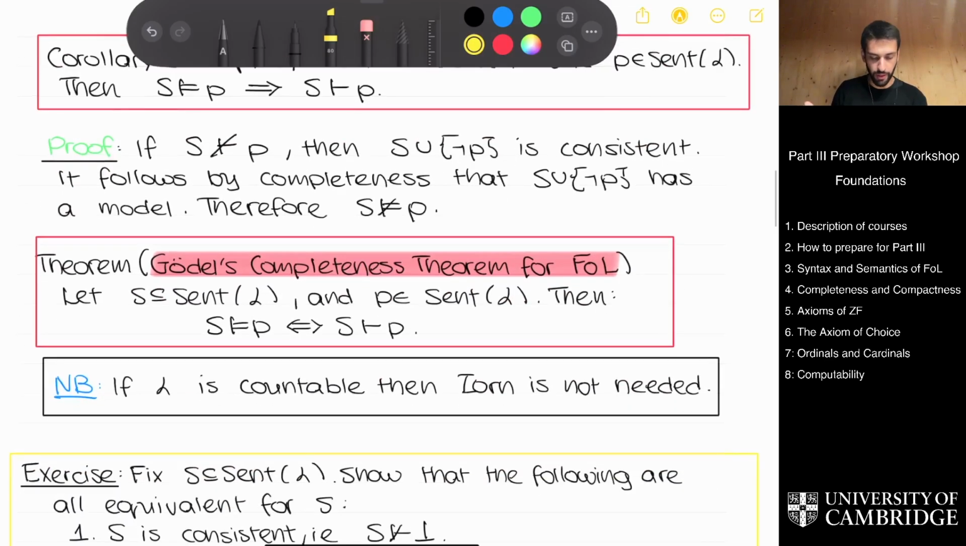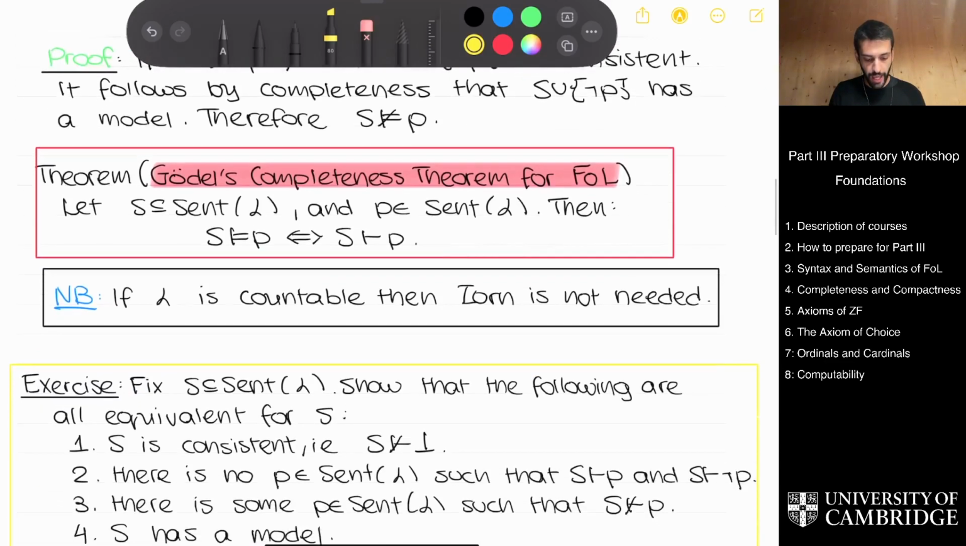Okay, and putting soundness and adequacy together, we get what is often referred to as Gödel's completeness theorem for first-order logic, that tells us that if we take a set of sentences S and a sentence P, then S models P if and only if S proves P.